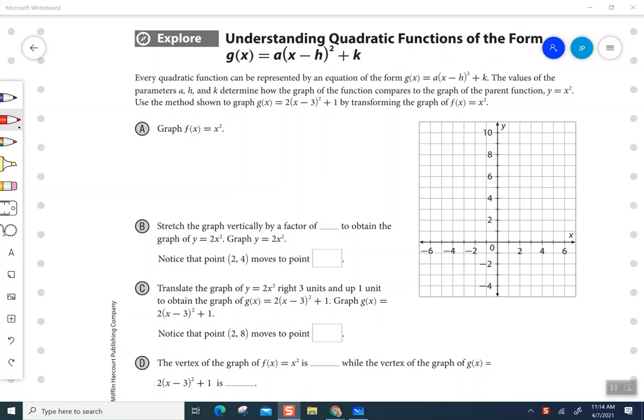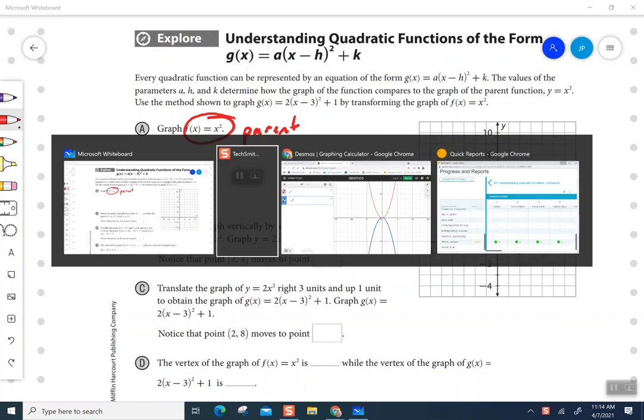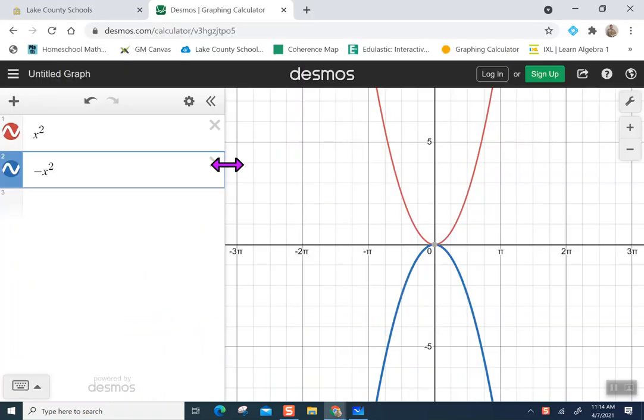So they want us to start off by graphing the parent function. Parent function is this guy right here because nothing is happening to it. All we have is an x squared. You're not adding, subtracting, multiplying, or dividing anything to it. So here we go. Let's go to Desmos.